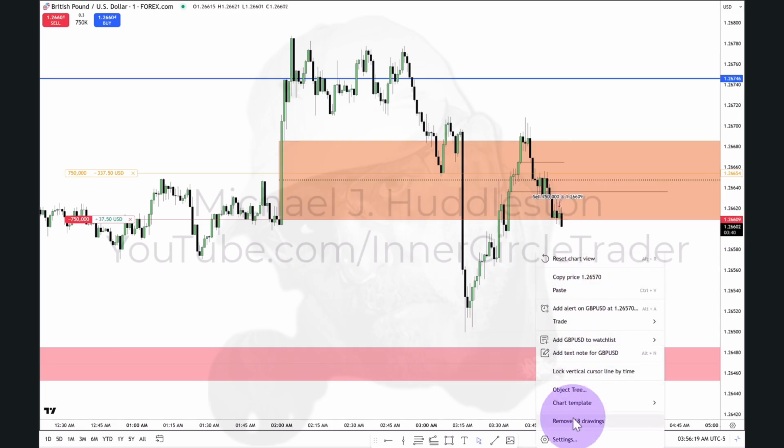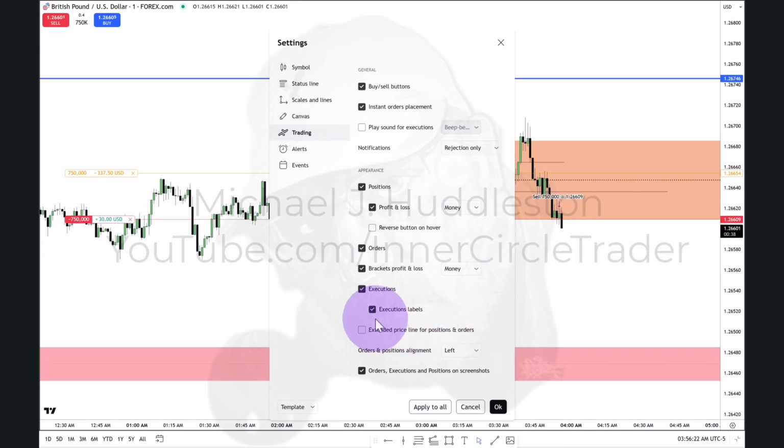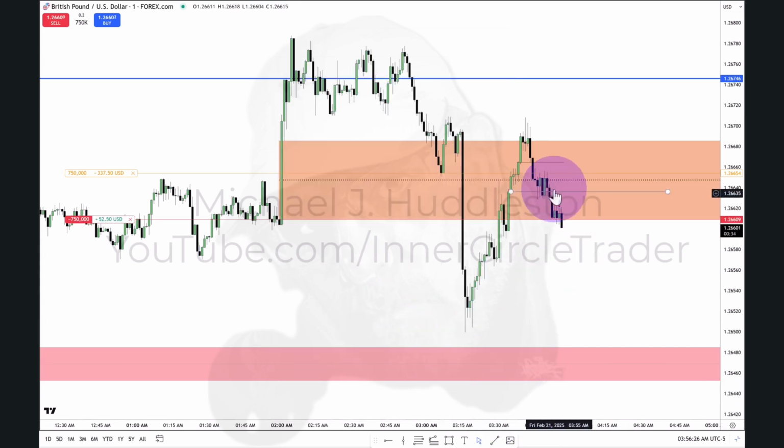Rotations are off on the executions. I'll place them back on in a second. I just want to watch inside this price action.